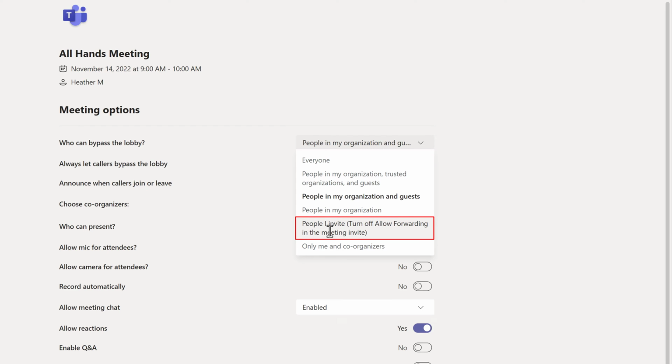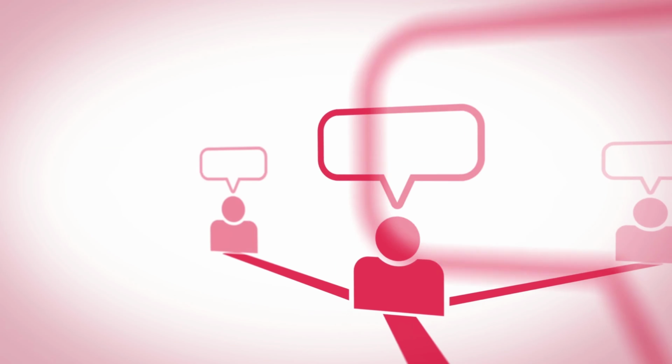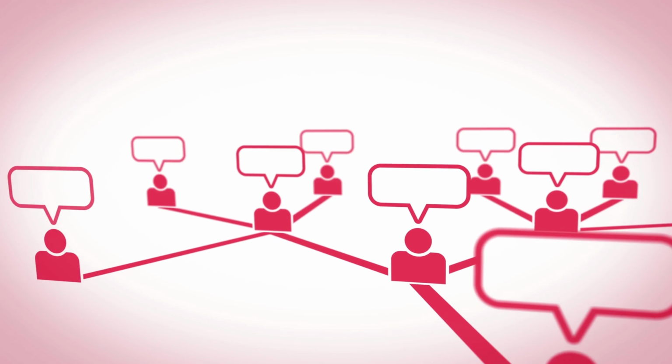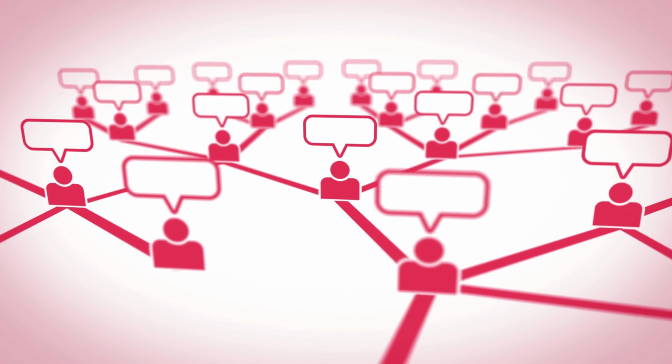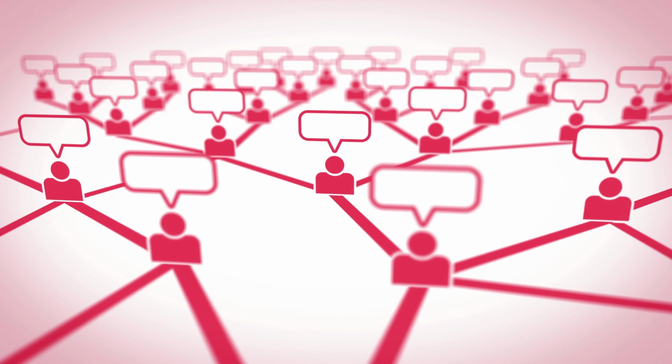I find the people I invite turn off allow forwarding to be a useful option. I would use this if you have the problem where attendees send your invite out to other people, but you really need to restrict access to your meeting. This way, even if the attendee sends out a link to your meeting, the person will still have to wait in the lobby.